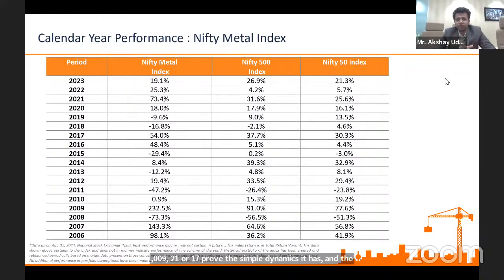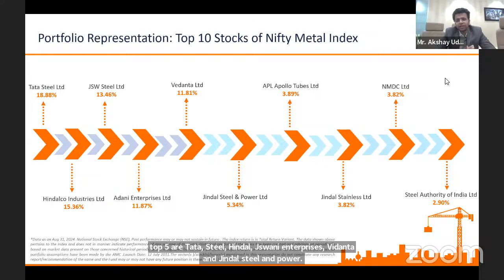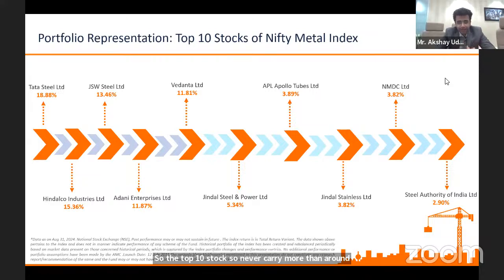And if we just talk about the last 10 calendar years, it has outperformed the Nifty 500 index in 5 out of 10 calendar years. So overall, the metal sector is more of a tactical play. If we talk about the top 10 stocks, the top five stocks are Tata Steel, Hindalco, JSW Steel, Adani Enterprises, Vedanta, and Jindal Steel and Power. So the top 10 stocks carry more than around 92% weight of the overall index. The other five stocks have around 8% of the weight. The total portfolio is of 15 stocks.